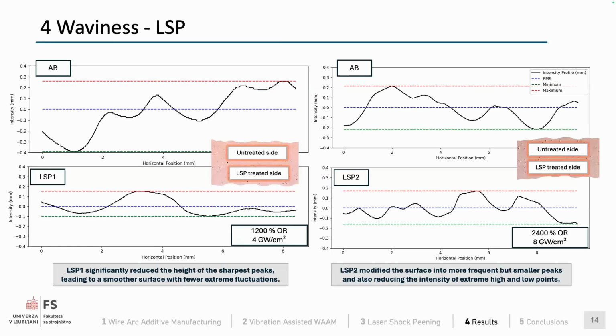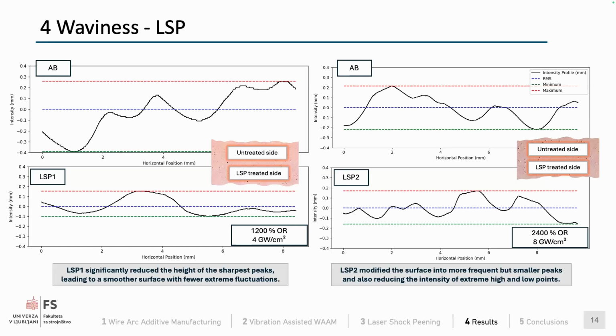As far as the waviness goes, after the LSP, we did the analysis on the LSP treated side and untreated side as the reference model. And we figured out that the LSP1 set of parameters significantly reduces the height of the sharpest peaks, and thus leads to a smoother surface with fewer extreme fluctuations.